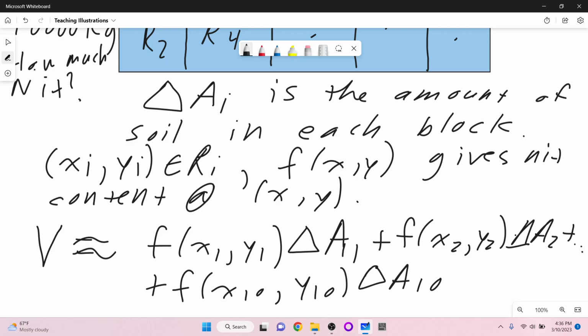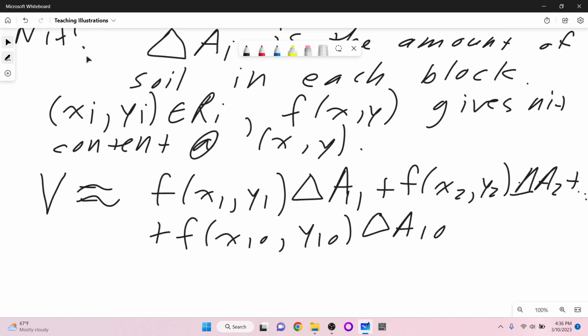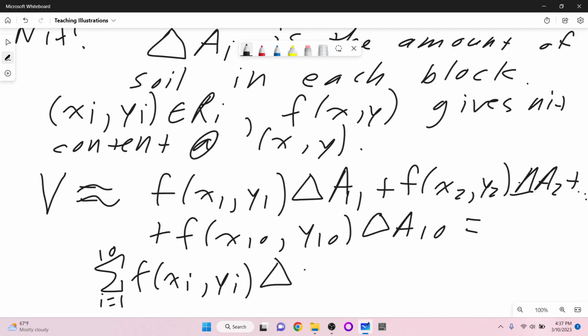And this is factorable because if we make a point of making all the A's the same size, which we generally will want to do, it would just become the sum from i equals 1 to 10 of f of (x_i, y_i) delta A_i.